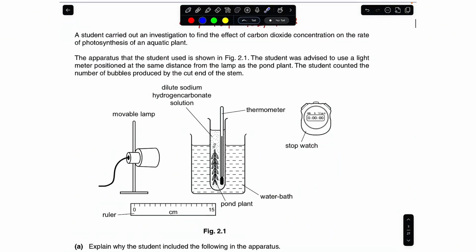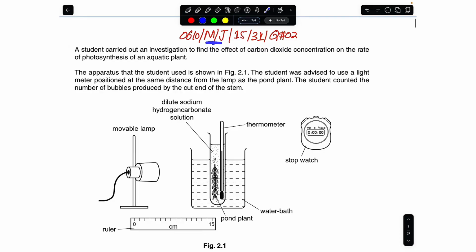Now, if we come here, this is coming from the May June of 2015, and in your exam, this was question number 2. In this question, we will see how a question can come with respect to an investigation, where the examiner would try to see your approach in terms of limiting factors of photosynthesis. Now, what they tell us is that there are students carrying out an investigation where they are interested to find out how the carbon dioxide concentration would impact the rate of photosynthesis, and that too in an aquatic plant.